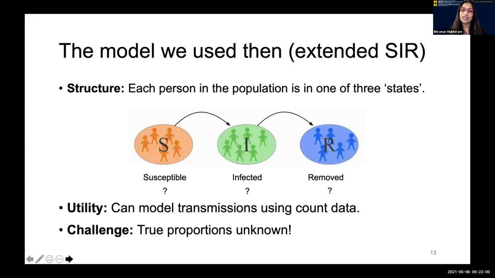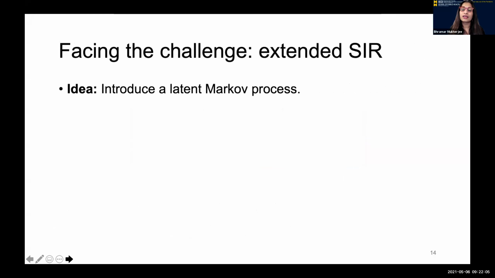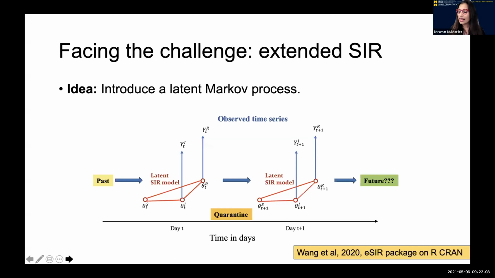The true proportions in each of these compartments are actually unknown. So Peter cleverly formed a latent process model where at each time point t, or a day t, you think about these proportions in each of these compartments as a true parameter theta, and then conditional on that, you actually get to see the observed time series, which is reported: the ascertained cases, the recoveries, and the deaths that are reported. If you're interested in this model, you can look at the paper by Lily Wang, and Peter's lab has this package in R CRAN available as well.